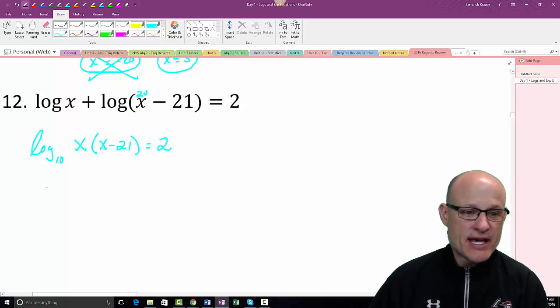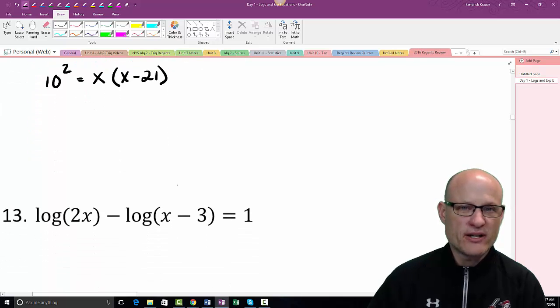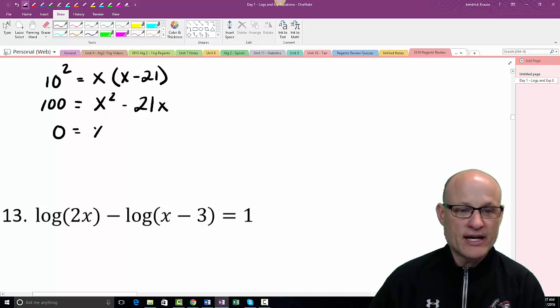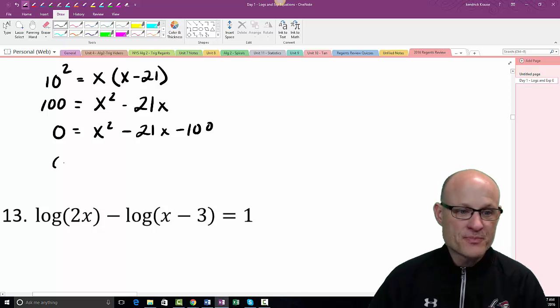Now we convert 10 squared, these switch, it's all about that base, is equal to x times x minus 21. Are you already getting the factoring done in your head? This is 100. Some of you are like, what? X squared minus 21x. Bring the 100 over, so you get 0 is equal to x squared minus 21x minus 100.